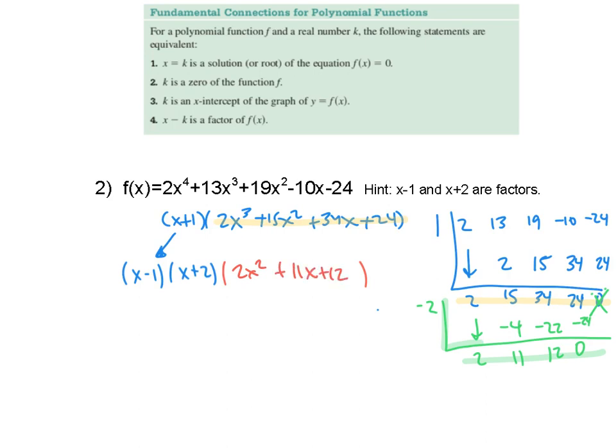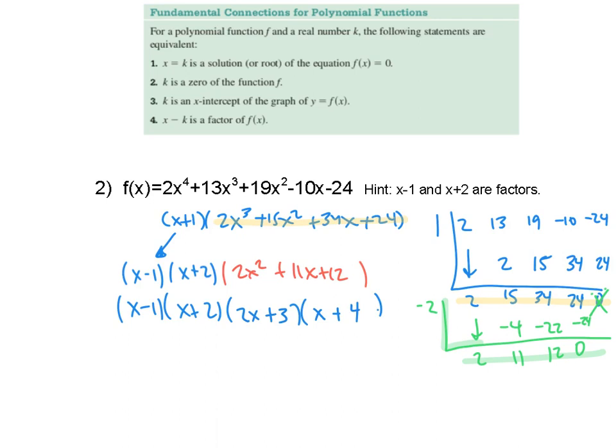All right, we're almost there. So now we're going to finish solving. We still have that x minus 1. We still have that x plus 2. Now we can factor 2x squared plus 11x plus 12. Use whatever factoring method you already know how. I know some of you guess and check. Some of you use the AC method. This factors into 2x plus 3 times x plus 4. So now we're all completely factored.